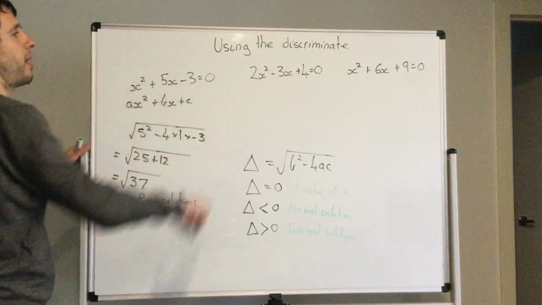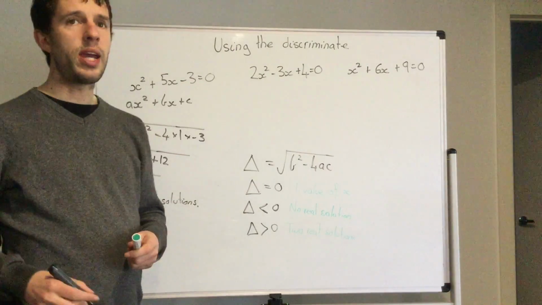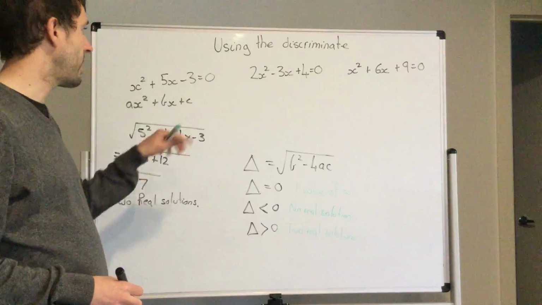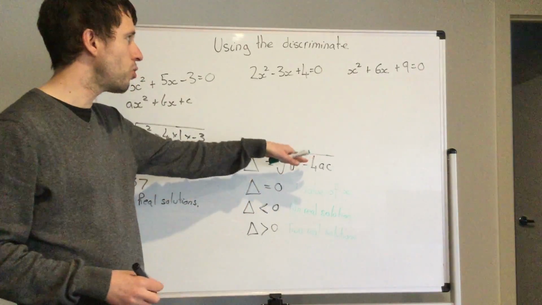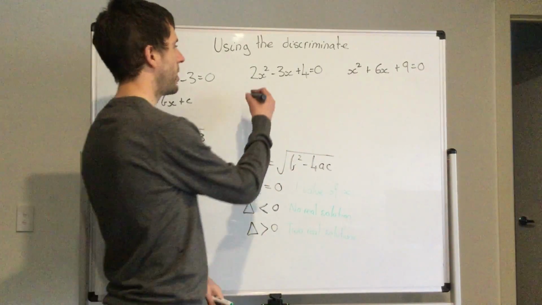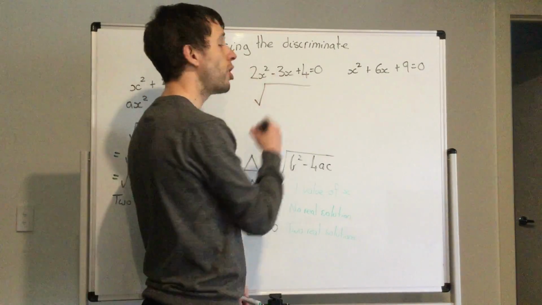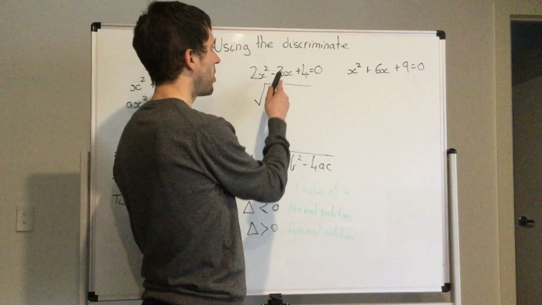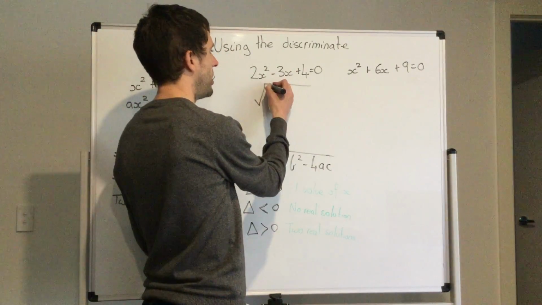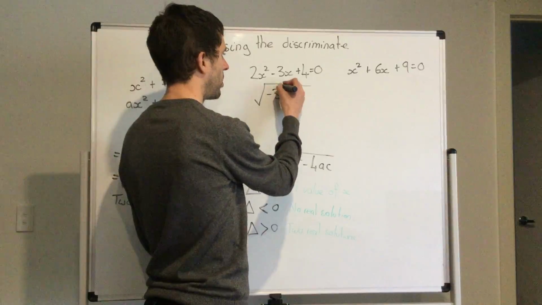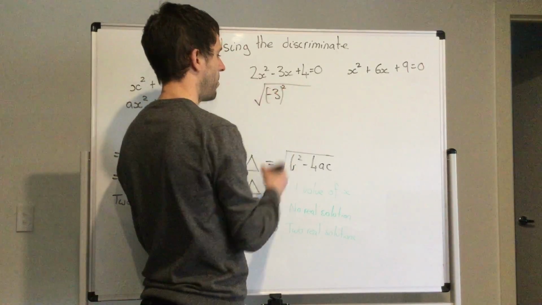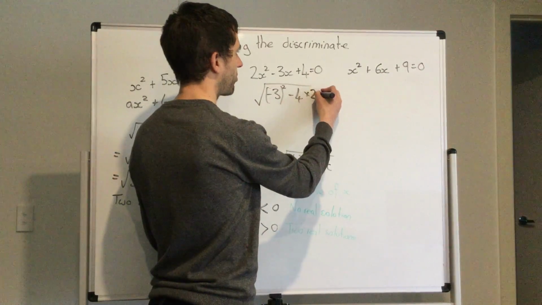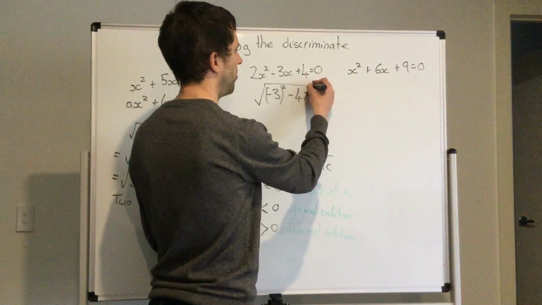Let's move on to the second part. 2x squared minus 3x plus 4. Again, I'm going to think about ax squared plus bx plus c, and I'm just going to fill it in to this formula here. Again, if you don't understand where the formula comes from, make sure you go back to the quadratics video. So, b squared is negative 3 squared minus 4 times a, which is 2, times 4.